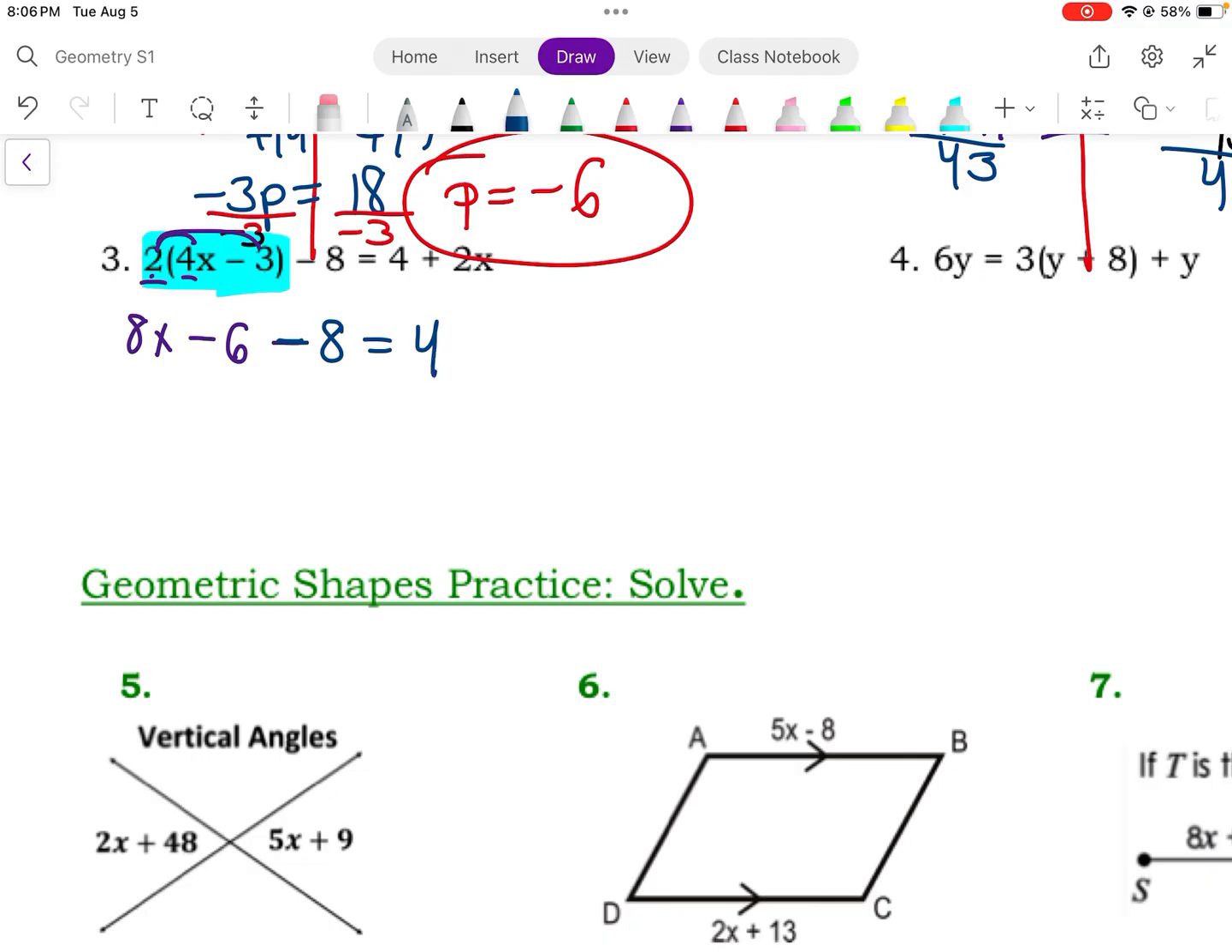Negative 8 plus equals 4 plus 2x. You're going to clean house. Okay, now, before again I start moving things over, I'm going to combine like terms.